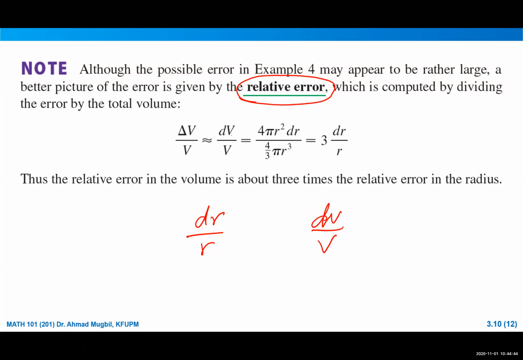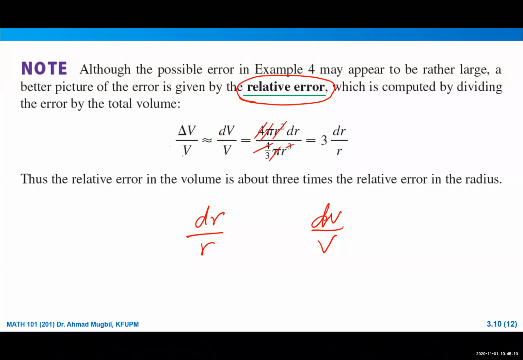So the relative error will be approximately dV over V. Do you have dV? You have it, this is the formula for dV, and you have the formula for V. Now simplify. This will be cancelled, the 4/3 pi with the 4/3 pi, and you end up with 3 dr over r.